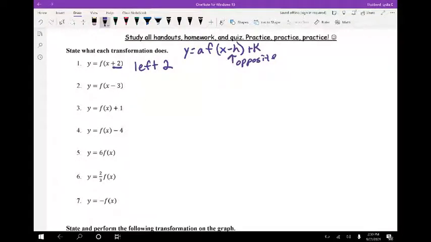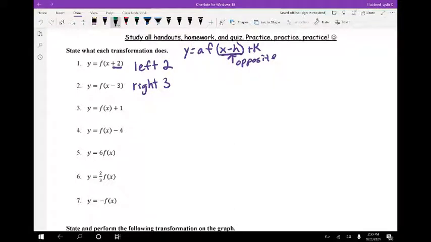Similarly with number 2, we have x minus 3. Again, that's in the parentheses, so that's left and right, and it's the opposite of what we think. So we're actually going to be going to the right 3. That's coming from that x minus h inside the parentheses. It's the opposite of what we think.